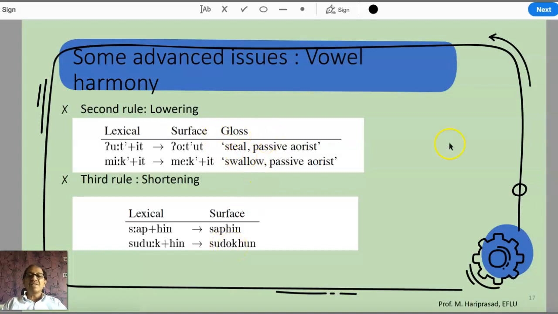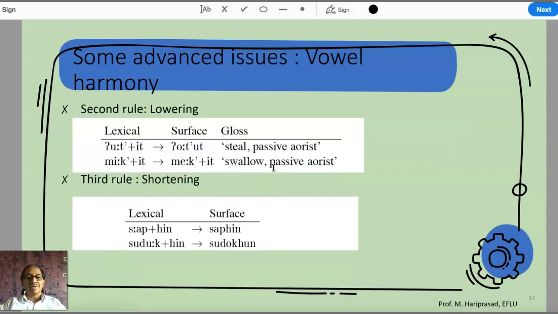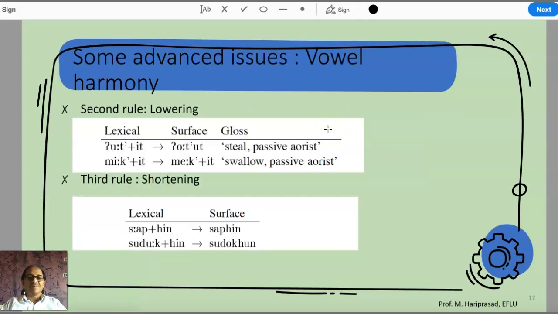Okay? That means there are three rules we see in vowel harmony. Vowel harmony is one vowel influencing the other. Either the vowel in the suffix influences the stem, or the vowel in the stem influences the suffix. There are three rules which we see. One is backness and roundness influence, another is lowering, third one is shortening. Each rule can apply in a particular order. Because if one rule applies first and the second rule applies later, then there may be changes.